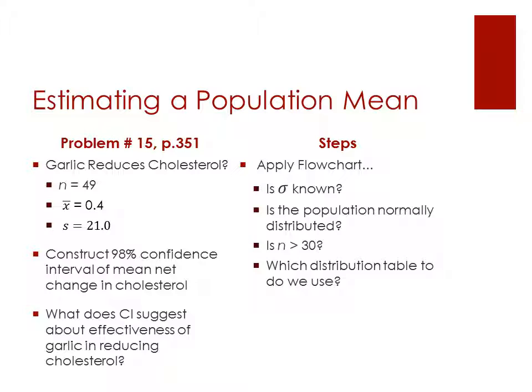Apply your flow chart. So pause the video here, pull out your flow chart, and go through and answer the following questions to decide which analyses we need to be using, which distribution table. Are we using a Z distribution or a T distribution table? First of all, you need to assess whether or not our sigma is known, our standard deviation for the population. Then we need to assess, is the population normally distributed, or is the N greater than 30? Based on those, you should be able to decide which distribution table you want to use.